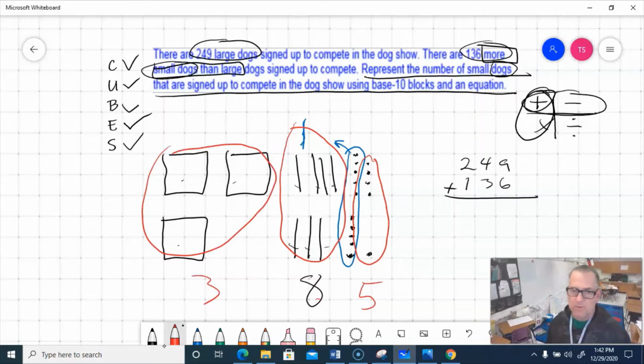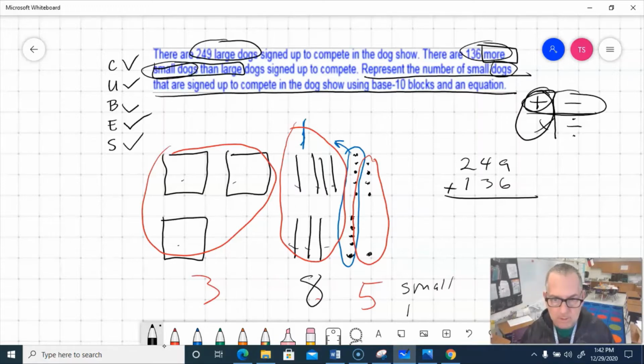So I have 300s. So it looks like I have 385 small dogs. So I'll write 385. That's small dogs. I'm going to work it out over here too.